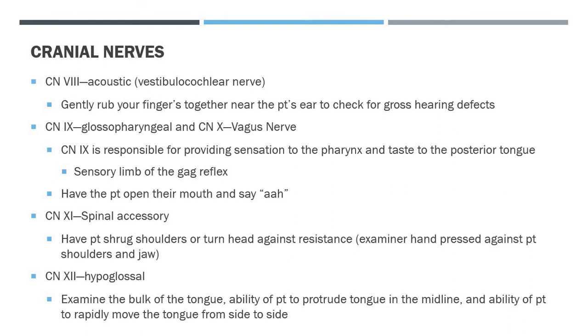All right, so the 8th cranial nerve, this is going to be if someone reports difficulty hearing. It's real easy to test. You'll basically have them look at you, then you'll hold your fingers by their ear and rub them together and see if they can hear that.